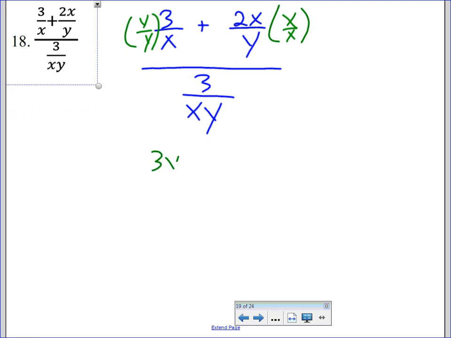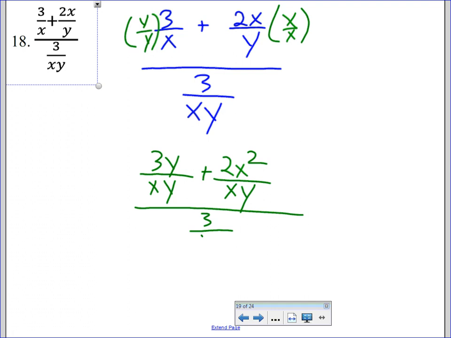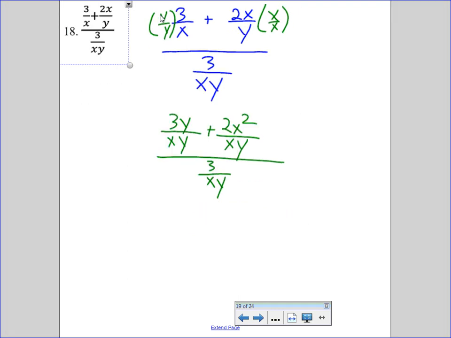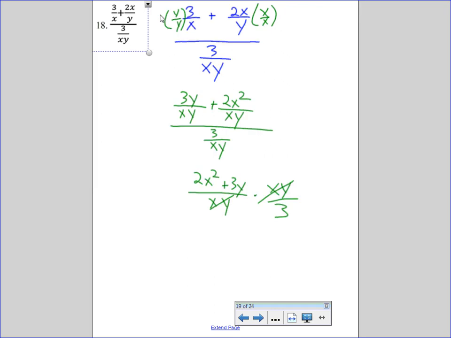And I'll end up with 3y over xy plus 2x squared over xy, all divided by 3 over xy, which will then give me (2x squared plus 3y) over xy times xy over 3. And those will cancel, and I'll end up with (2x squared plus 3y) over 3.